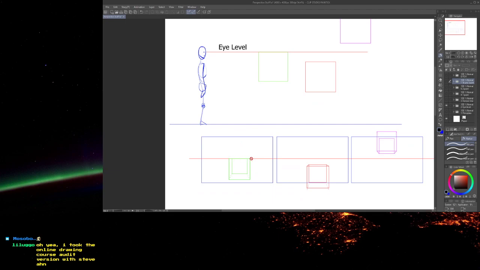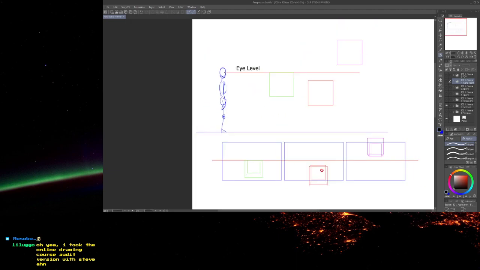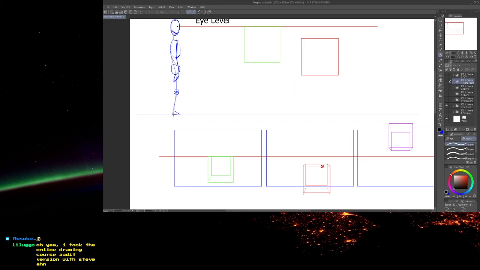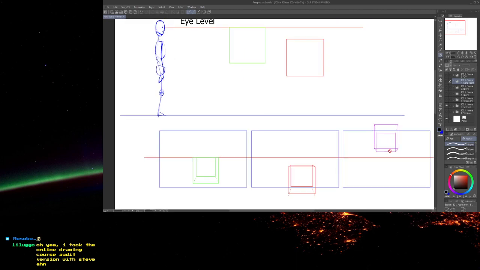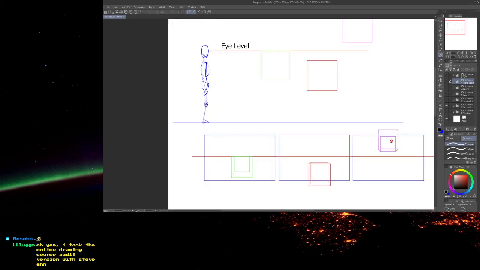The top of this cube that's directly on the horizon line, you can't see that at all. It's just completely flat, and it'll be the same thing on the other side if the underside of the cube was right on the horizon line. The cube down here, you can see the top of it right here, and the same thing right here, you can see the bottom of it right there.